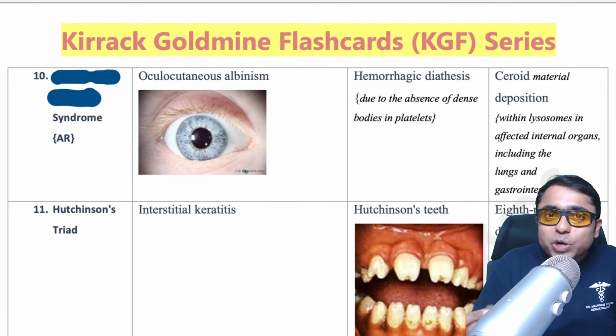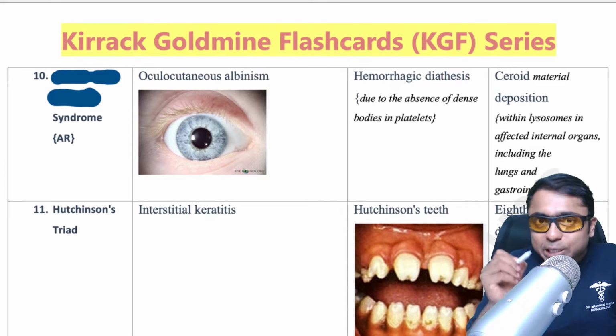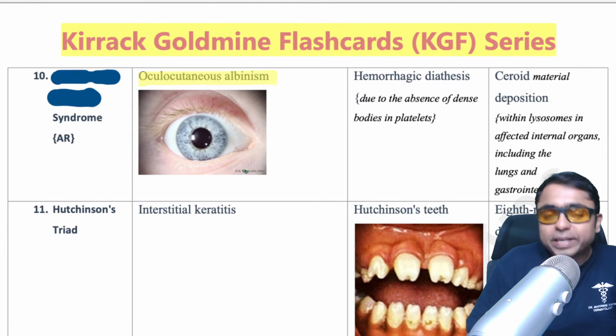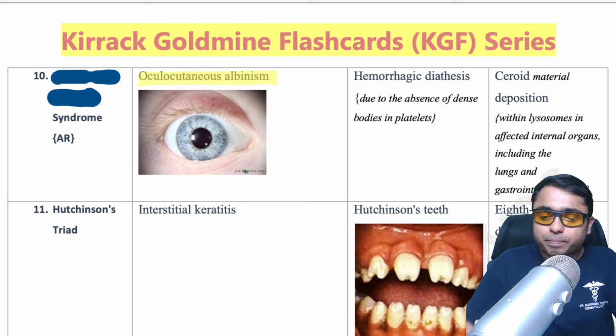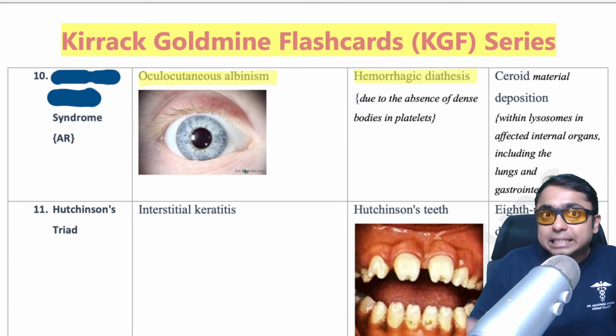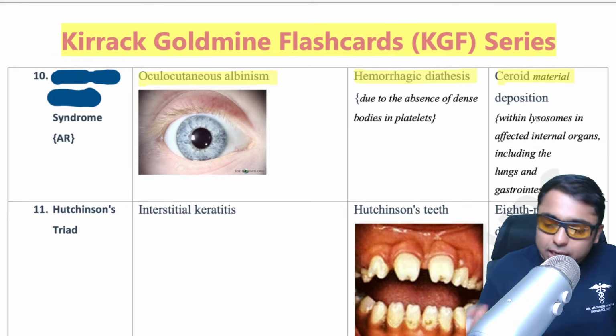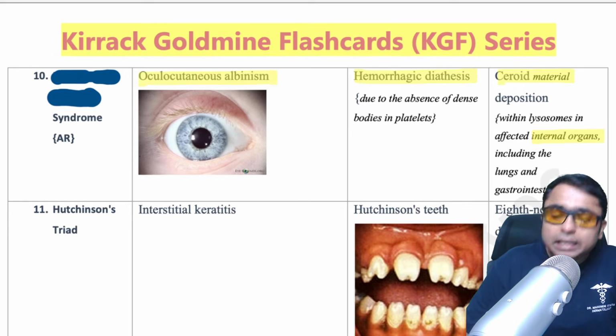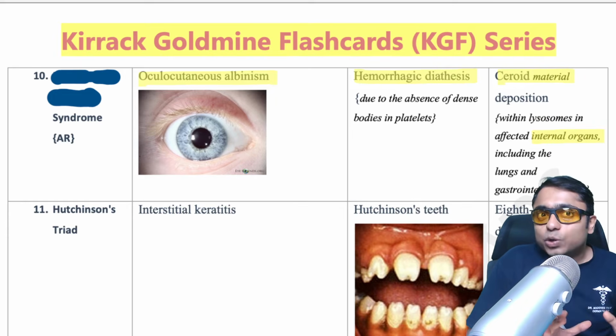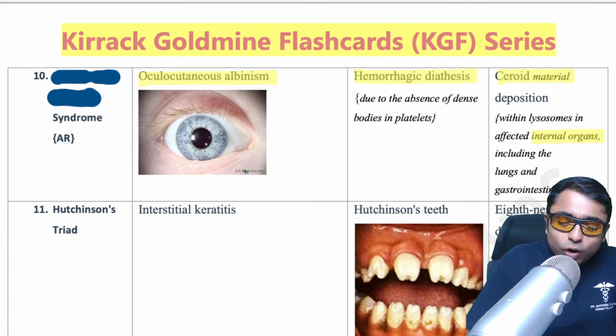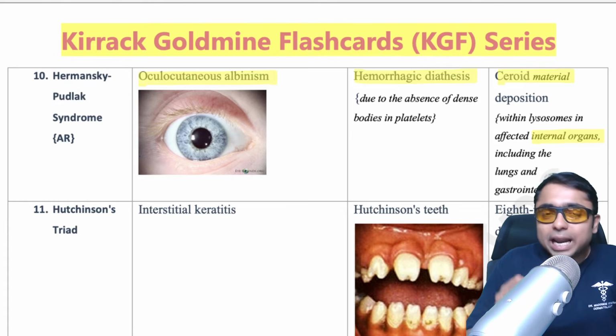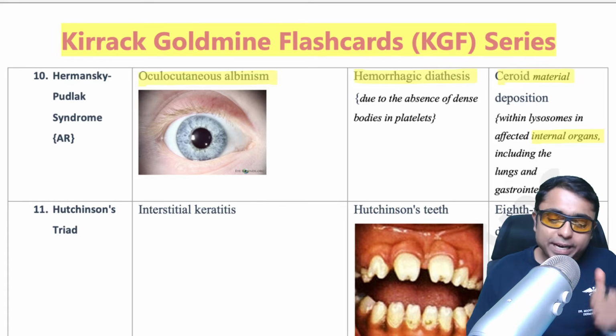Next is a syndrome. You need to tell me the answer in the comment section. So the patient is having oculocutaneous albinism, hemorrhagic diathesis is seen, and there is some ceroid material deposition occurring in the internal organs. So what is this syndrome? If you have thought of Hermansky-Pudlak syndrome, you are absolutely correct. Very, very good.